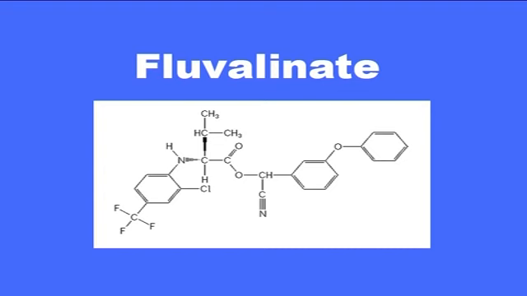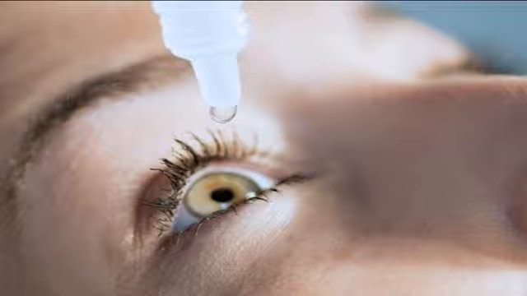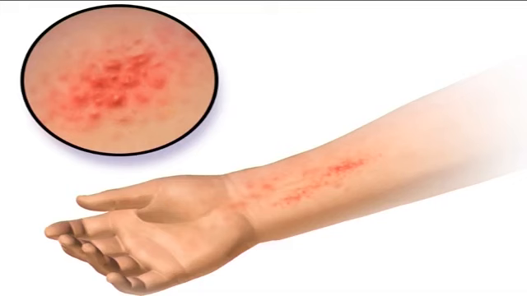Fluvalinate is a moderately toxic material. It is moderately irritating to the eye and it is a mild skin irritant. This synthetic pyrethroid does not cause allergic skin reactions. Some formulated products can cause skin irritation and are corrosive to the eyes.